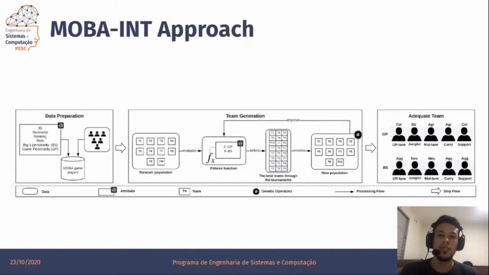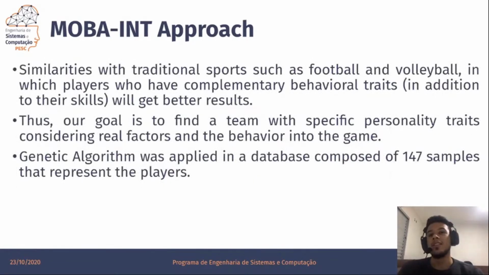MOBA games have a lot of similarities with traditional sports such as football, basketball, and volleyball, in which players who have complementary behavior traits, in addition to their skills, will get better results. Thus, our goal is to find a team with specific personality traits considering real factors and the behaviors in the game. As mentioned before, GA was applied in a database composed of 147 samples that represent the players.